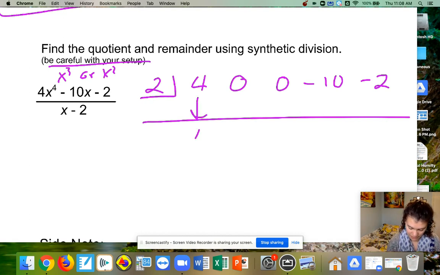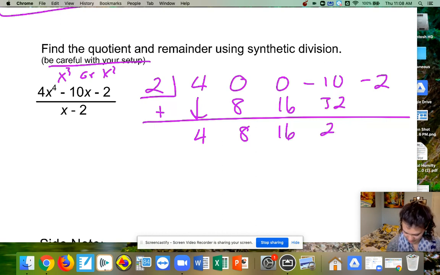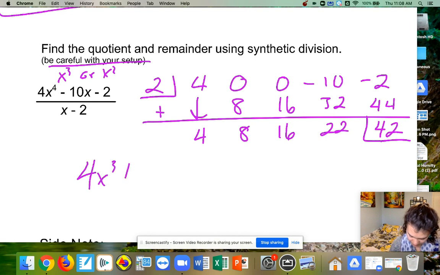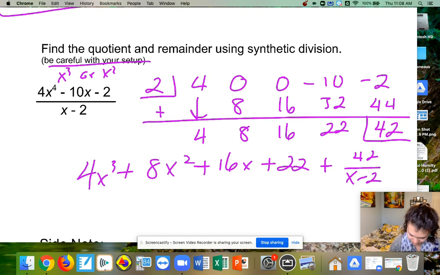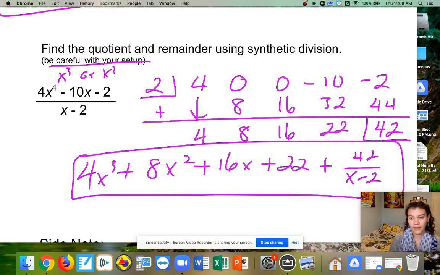So again, we drop down the 4, multiply to get 8, add those together, multiply to get 16, add those together, multiply to get 32, add those together, multiply to get 44, add them together, and you get 42. Now we can write this out. We'd have 4x to the third plus 8x squared plus 16x plus 22 plus 42 over x minus 2. And that's the answer.